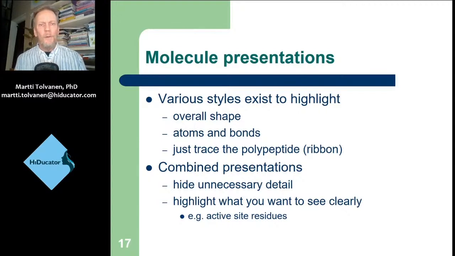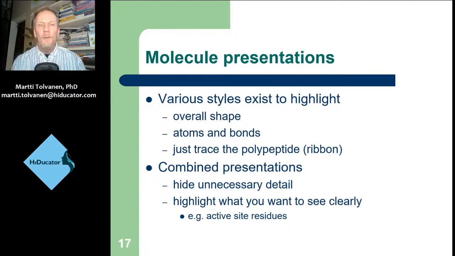But let's move on to the last topic, which is different ways to represent molecules. There are many different graphical styles, and some of them are better for highlighting the overall shape of the molecule, whereas others focus on placements of atoms and connectivity. And in case of proteins, we can just do a symbolic tracing of the polypeptide to just show what is the run of the polypeptide backbone and what are the secondary structures.